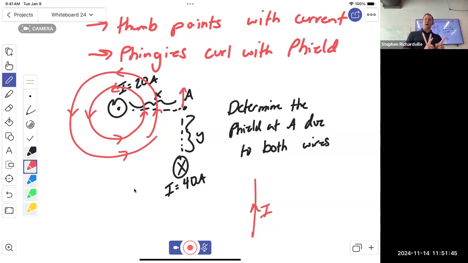So I know that my field's going up due to the 20, but what about the 40? The 40, thumb into the page, field's curling around. Right, it's going clockwise.